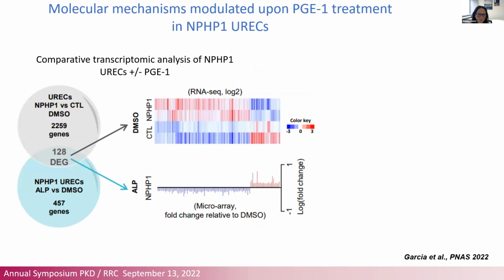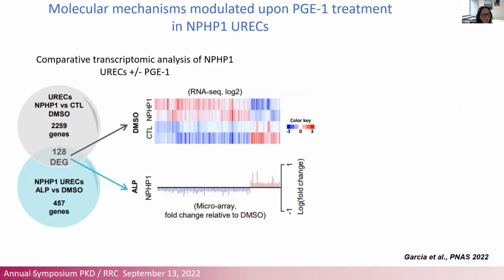But in order to get more into the molecular mechanism, we performed a broad, unsupervised transcriptomic analysis, and we compared the transcriptome of NPHP1 UREC cells with or without PG1 treatment.